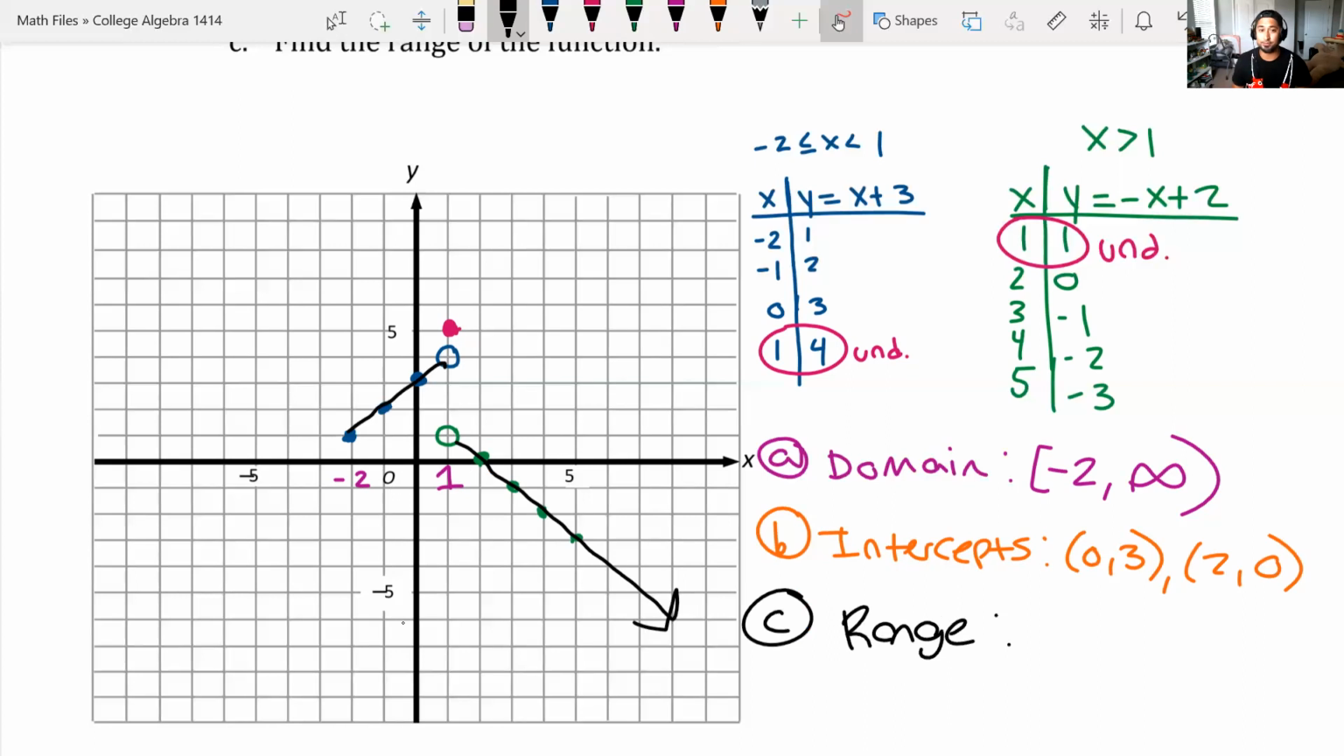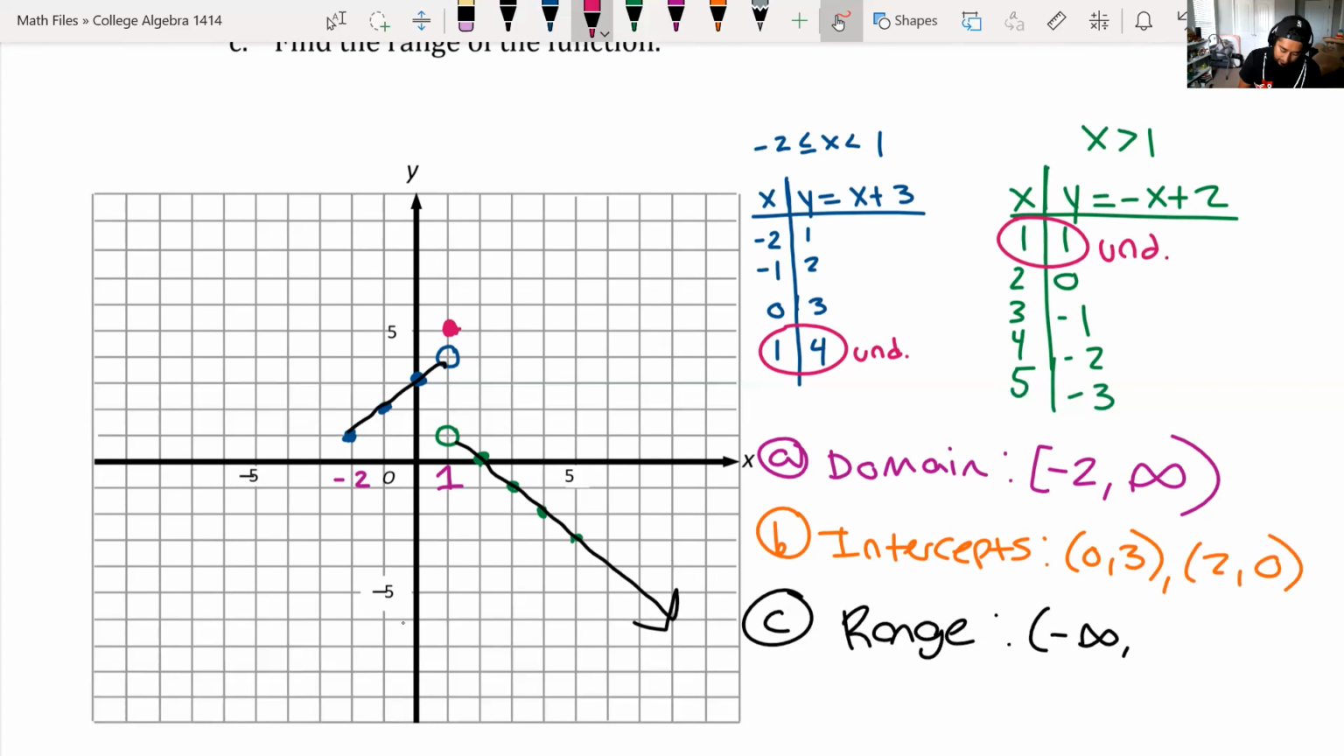Range. Okay. All right. This one definitely looks a little more tricky. So first, range, start with the smallest value. Where is this tail headed? Negative infinity, right? So that's where we start. And then we come up and we stop at 1. But do we really stop? And that answer is no.